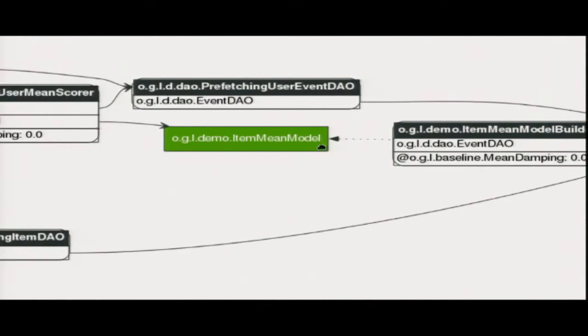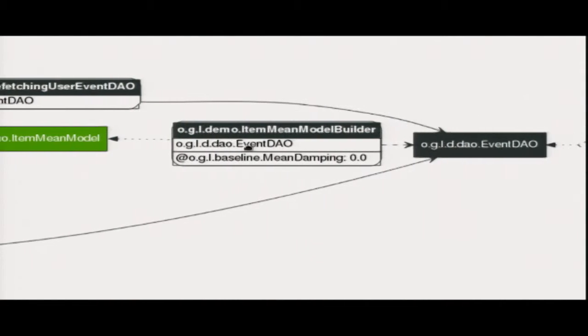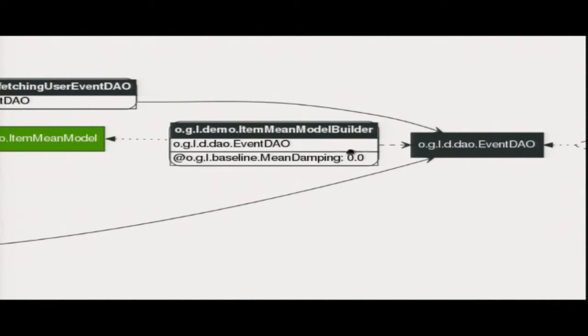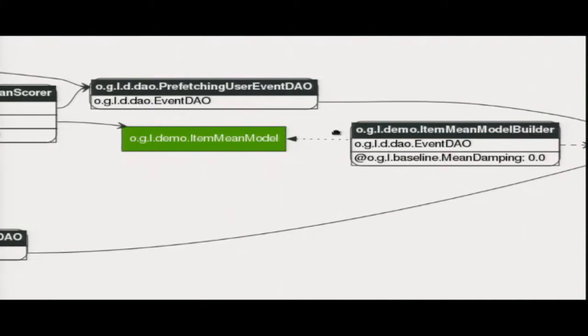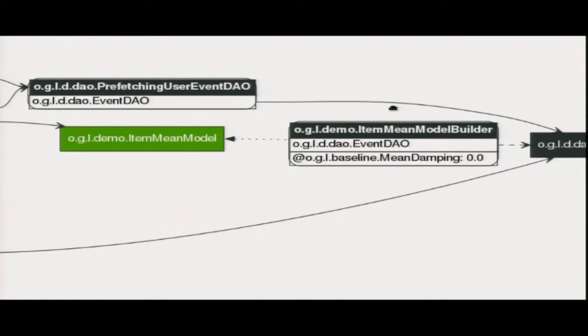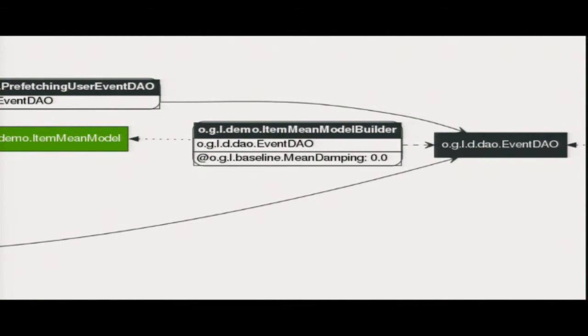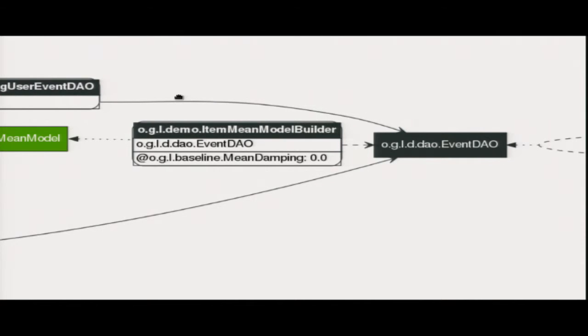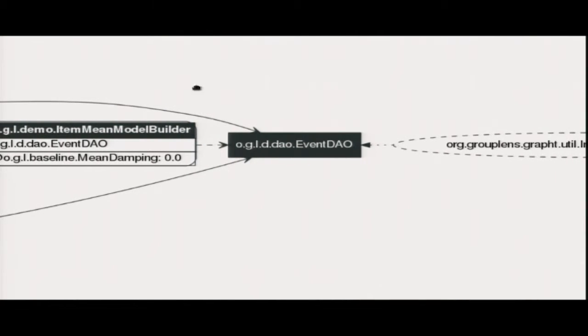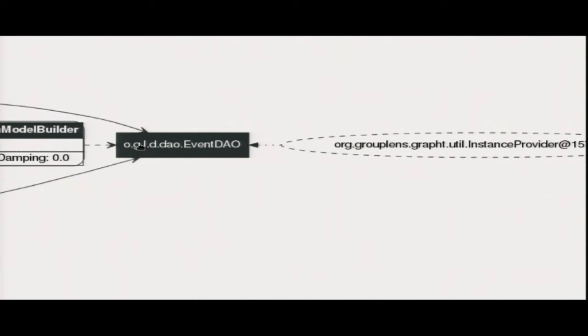This kind of an arrow means provides. And then that builder depends on a DAO, an event DAO, and it has a parameter. And the prefetching user event DAO also depends on an event DAO. And the prefetching user event DAO is just the simple user event DAO. The user event DAO provides you access to events by user. So you can say, give me all of this user's ratings. And it just depends on an event DAO. An event DAO gives you all the ratings in the system. It just loads them all up into memory, indexes them by user, and stores that in memory, which for doing offline evaluations is often what you want.